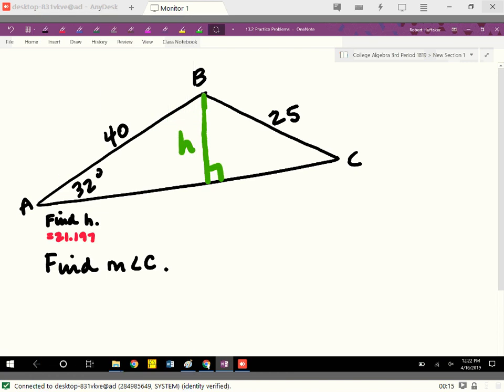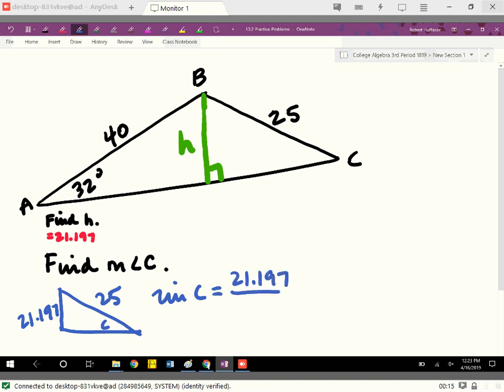Next we're going to find the measure of angle C. I'm going to reproduce the triangle on the right. I've got one of these right triangles. I've got 25. I just found that h was 21.197, and I'm looking for C. If sine of C, with an opposite and a hypotenuse, is equal to 21.197 divided by 25, then C will be inverse sine of that.